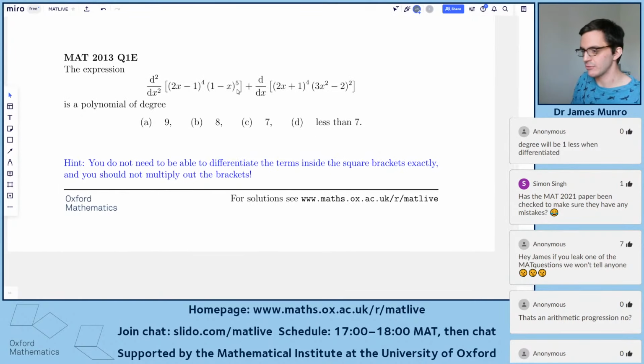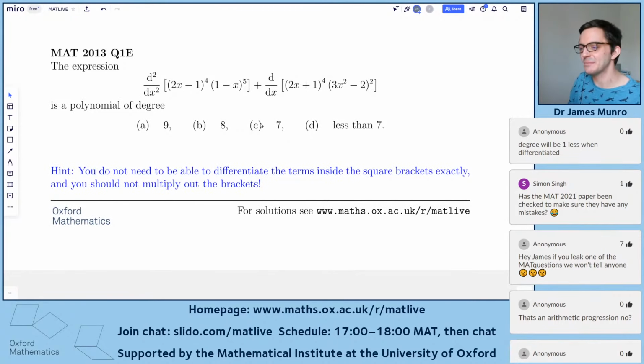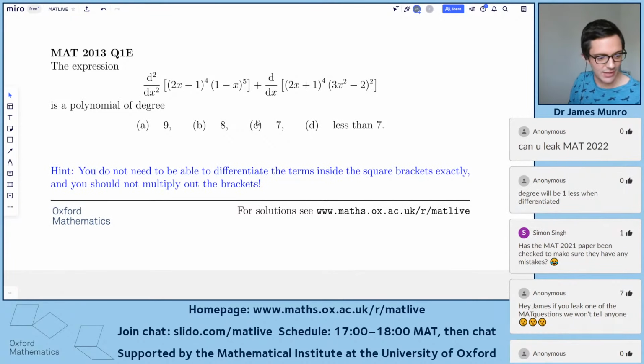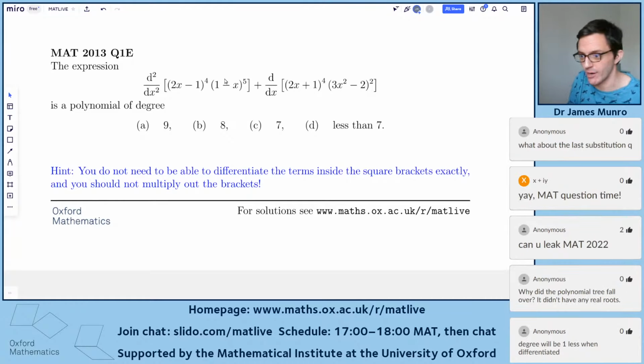I think I want to talk about this question. It's a bit ugly, isn't it? So here's the math question. It's 2013 question 1E. It says the horrible expression involving some second derivatives, and a first derivative and some polynomials with brackets multiplied together, just like Flora had now. Is a polynomial of degree, and then we're supposed to complete the sentence by choosing, is it a polynomial of degree 9, 8, 7, or less than 7?